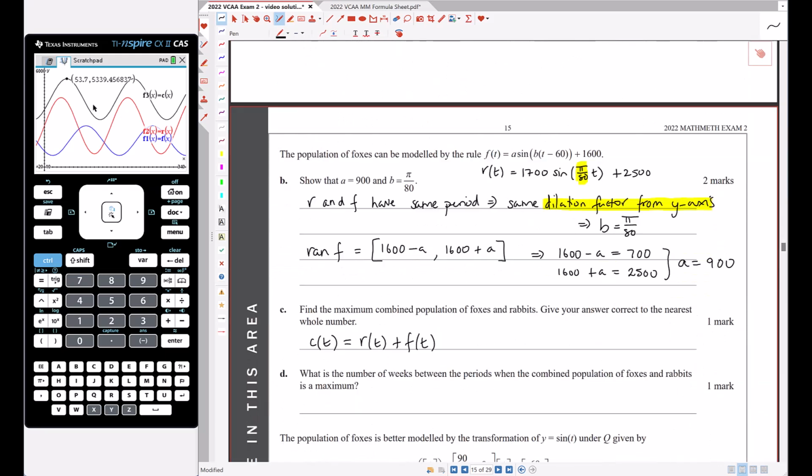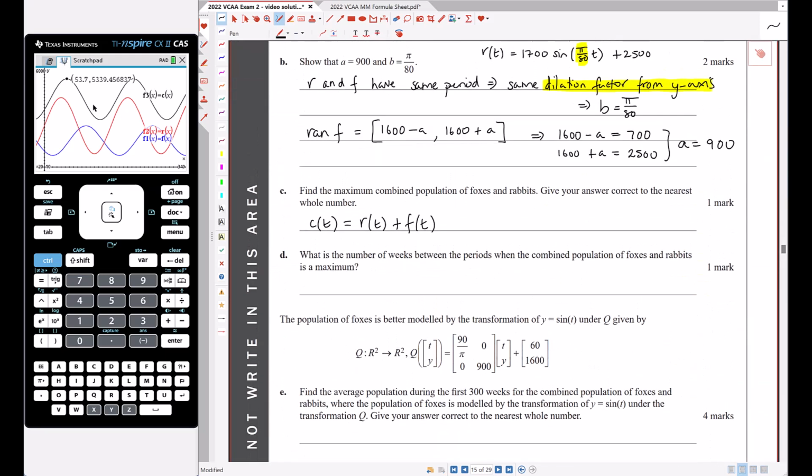So what did the question actually say? Find the maximum combined population of rabbits. Give your answer correct to the nearest whole number. Okay, so nearest whole number, that would be 5339. So the max value of C, 5,339.